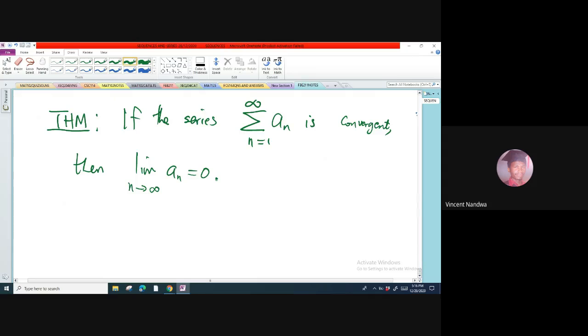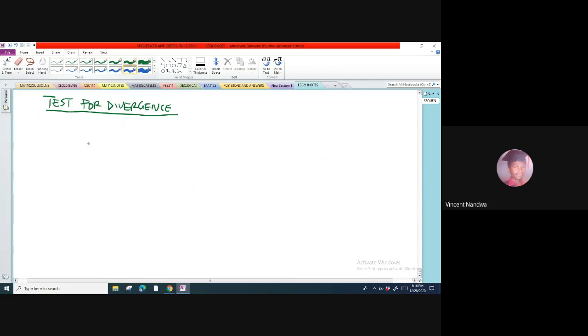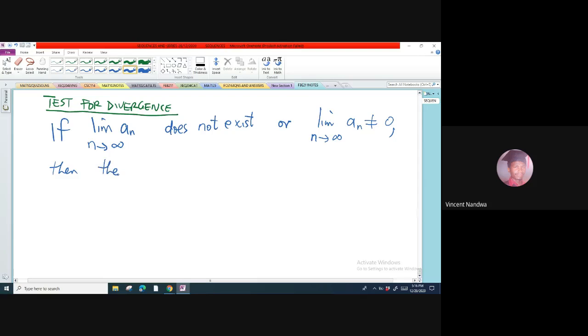There's a small test for divergence here. Test for divergence: if limit as n approaches infinity of an does not exist, or limit as n approaches infinity of an is not equal to 0, then the series is divergent.